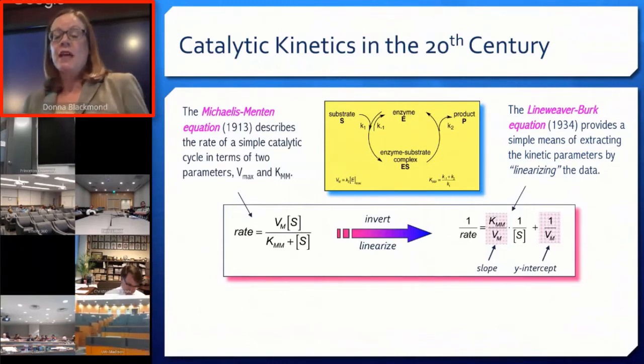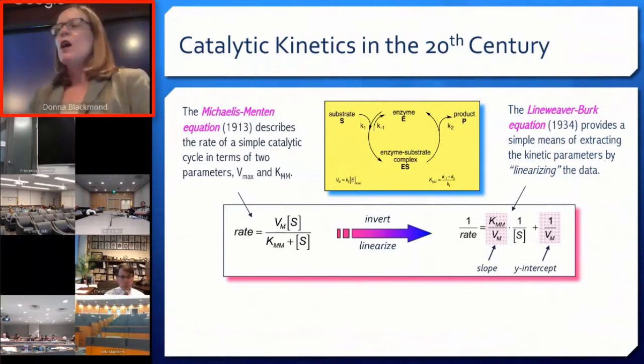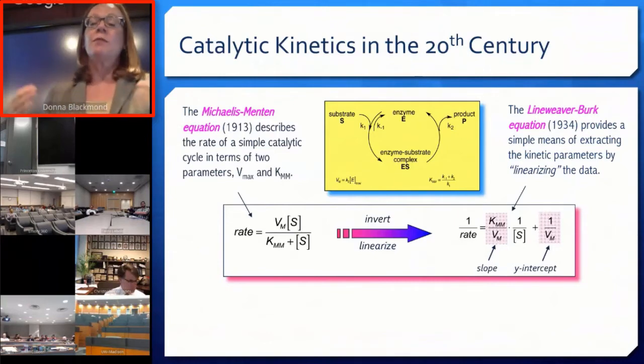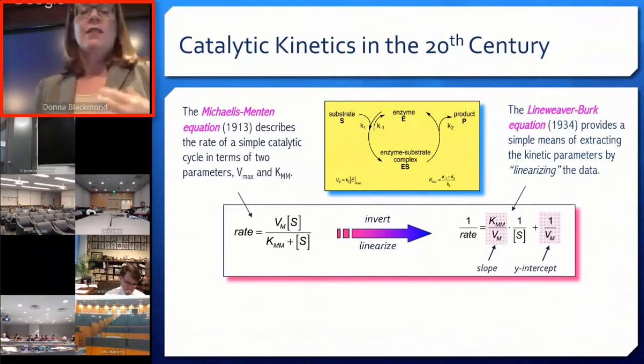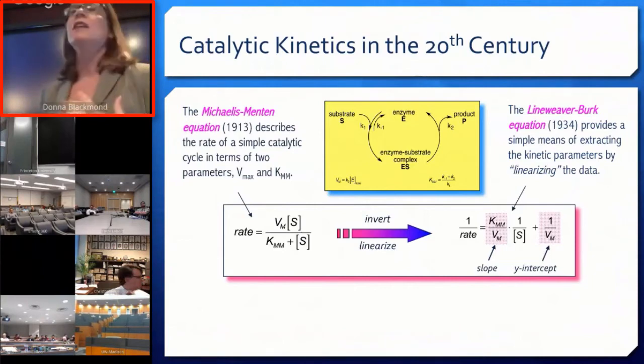The story of how they derived the Michaelis-Menten equation is interesting, but that's another whole story. It really wasn't able to be used very much back then because we didn't have the same kinds of experimental or computational tools. And if you look at the Michaelis-Menten equation, the substrate concentration, S, is not linear with rate.